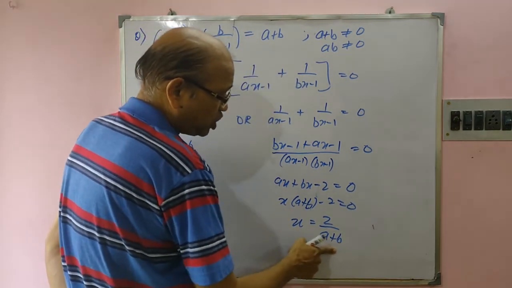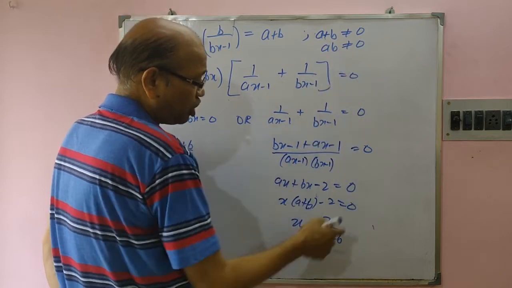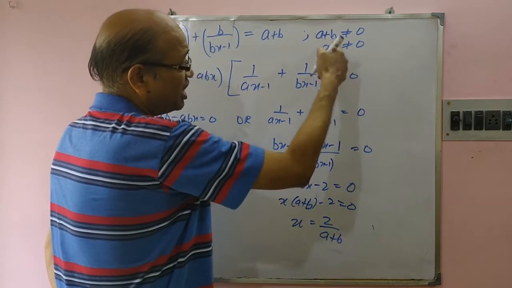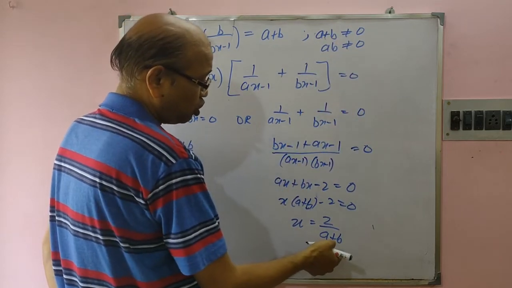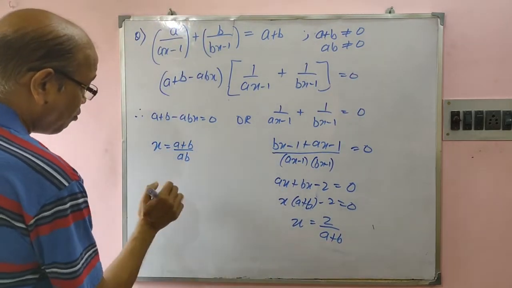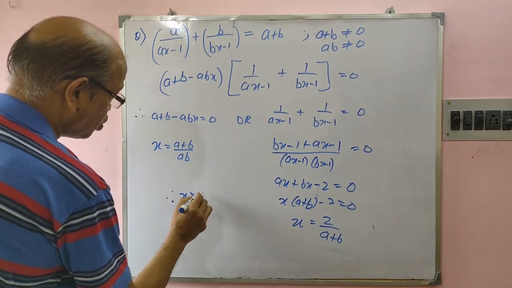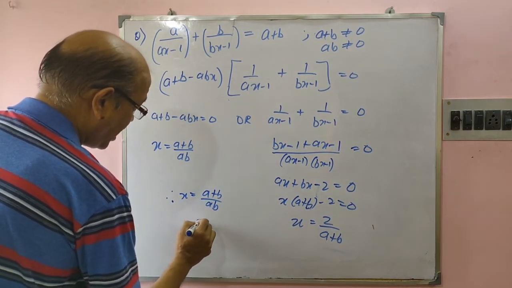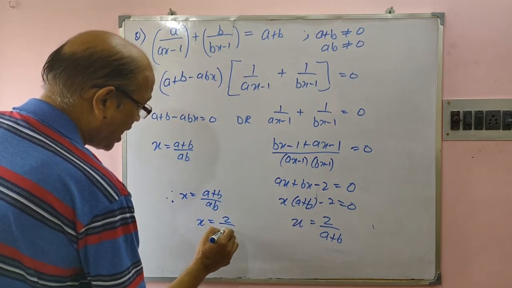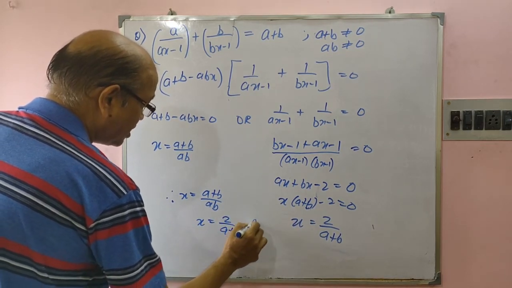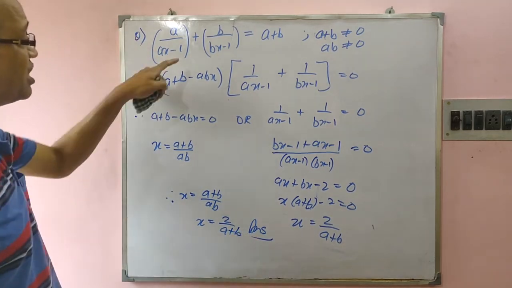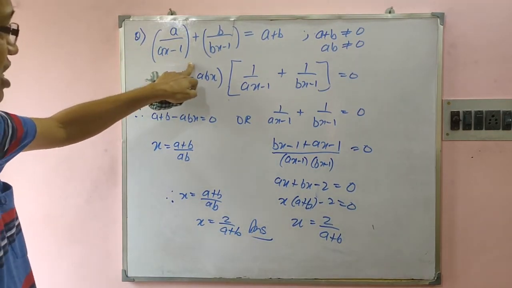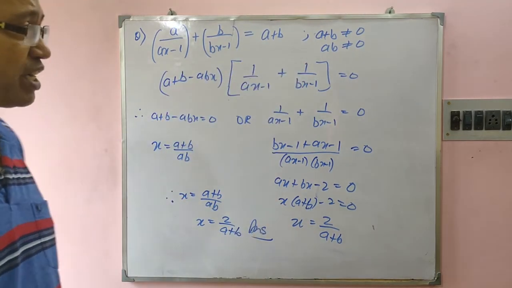Again, here a + b cannot be 0, because if a + b is 0, this is not defined. Therefore, the condition that a + b is not equal to 0 is valid here. Therefore, what you get is x = (a + b)/ab or x = 2/(a + b). This is the answer for this type of equation. For this type of questions, please note that important step.